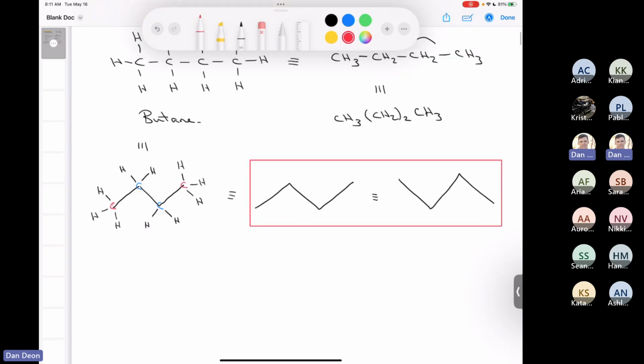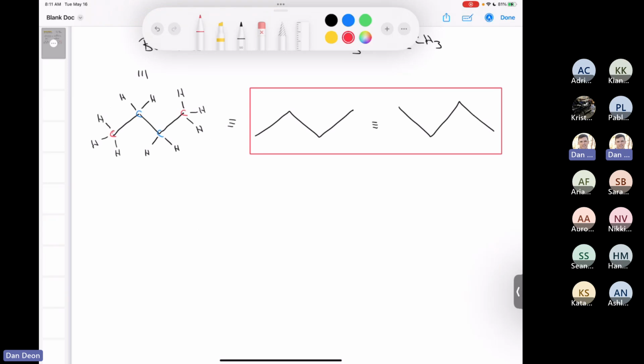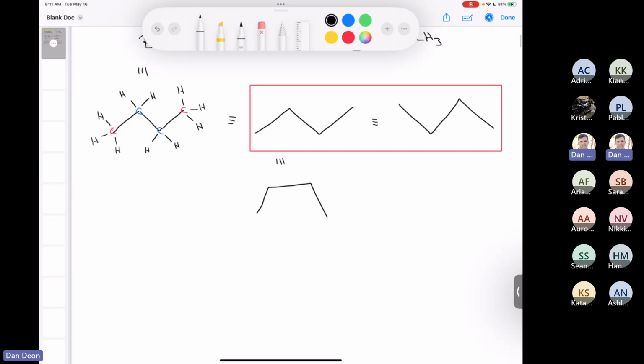Then I'll also have students who will ask me, okay, well, that's all well and good. Could you draw it like this? Could you say 1, 2, 3, 4 like that and draw the structure that way? The answer is yes, you can. And these two structures, so I'll put these in a blue box, I guess, these two structures are identical.